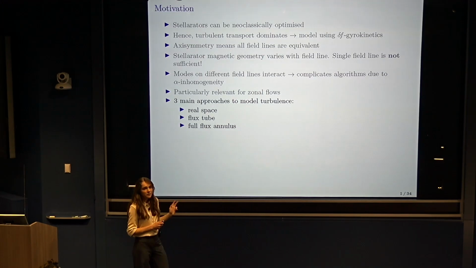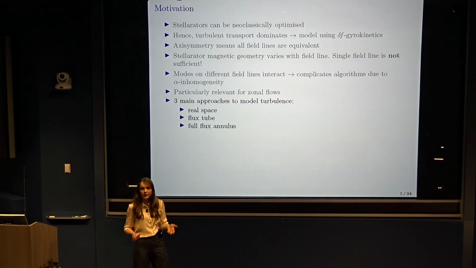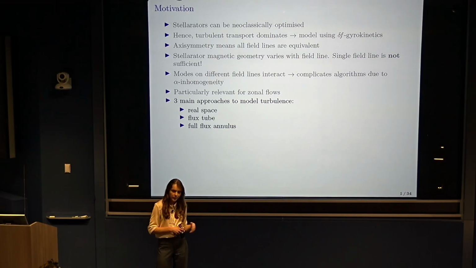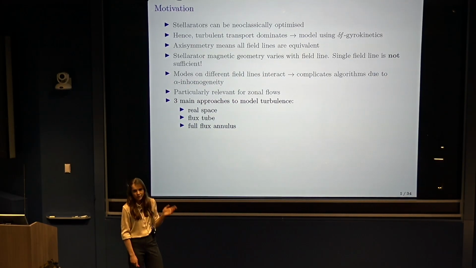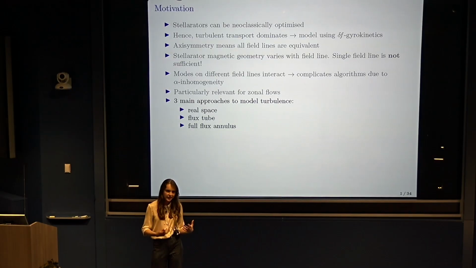There are 3 main approaches that we can use to model turbulence in any of these fusion devices. One is going to be using a real space code, one is a flux tube code, and one is the one that I hope to present to you today, which is the full Flux Angulus code. I would like to take a second to run through each of these in turn to explain how they work, some of their pros and cons, and why I think there is a need in the community for developing this full Flux Angulus code.